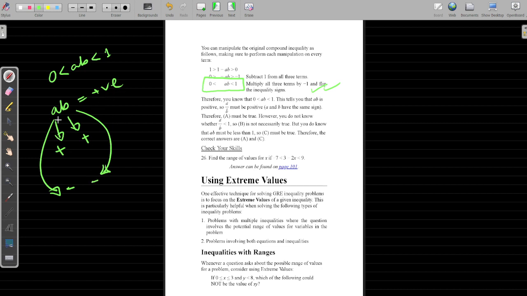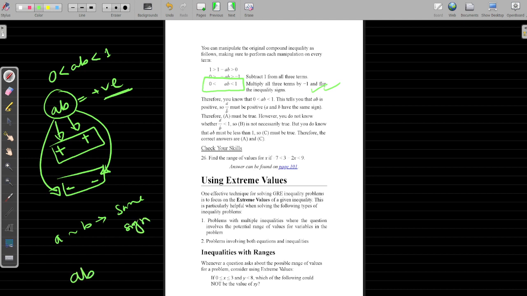So what does it mean? It means whenever these two signs are the same, suppose plus and plus, or minus and minus, in that case the multiplicative value will be positive. So here a as well as b, they both have the same sign, not the same value, same sign. And ab always positive means ab greater than 0.